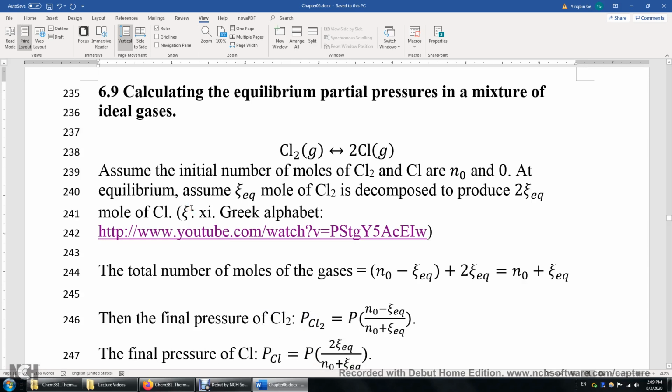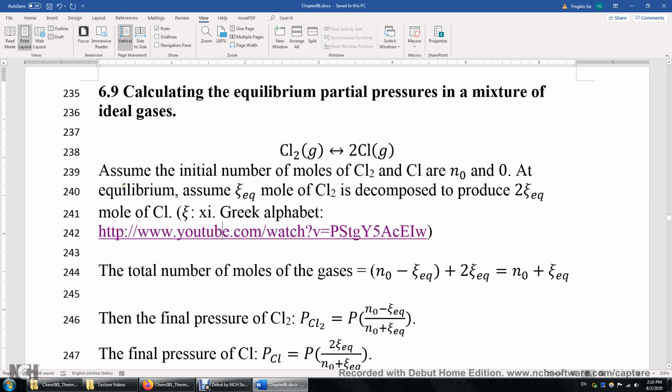Section 6.9. Calculating the equilibrium partial pressures in a mixture of ideal gases. Here's one example. The decomposition of a chlorine molecule generates two chlorine atoms. Assuming both Cl2 and Cl are ideal gases, and then we assume the initial number of moles of Cl2 is n naught. There's no chlorine atom at the beginning of the reaction.